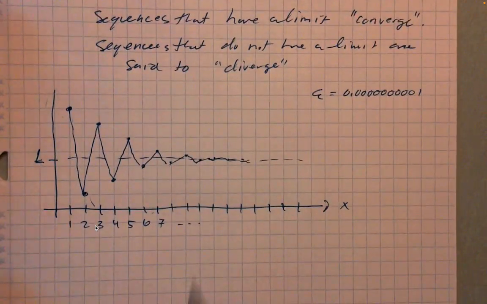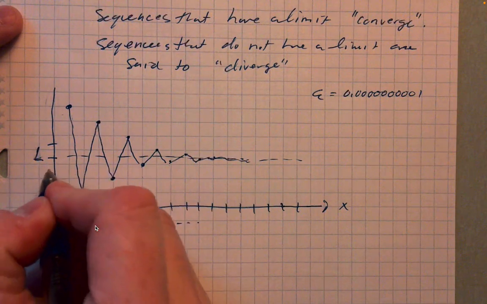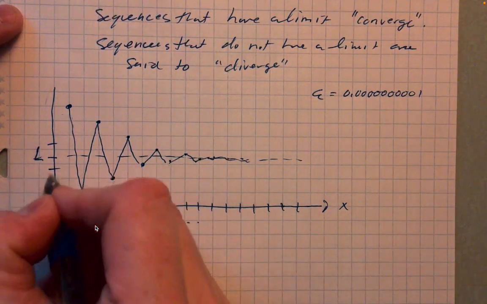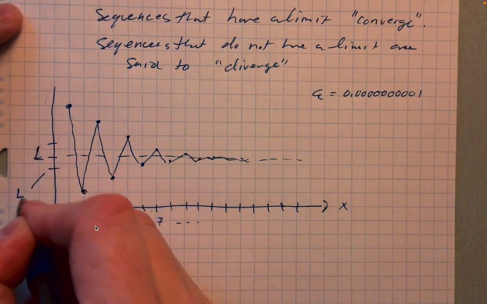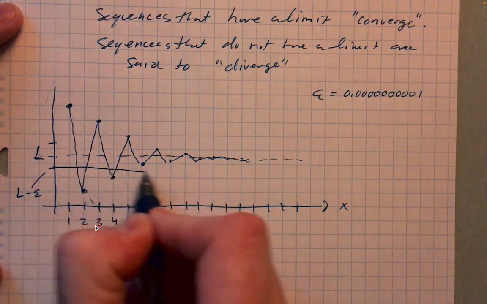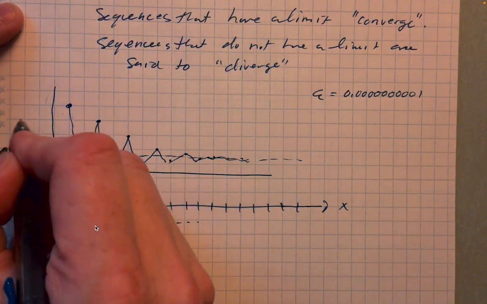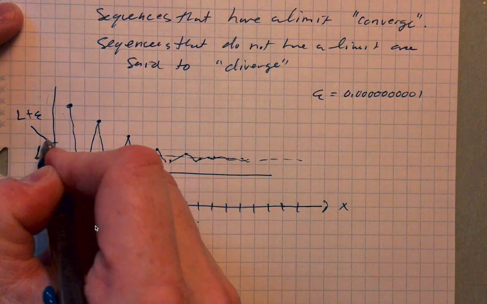And that's exactly what we see here. So let's say that our epsilon is some value, and so this would be L minus epsilon here, and this would be L plus epsilon here.